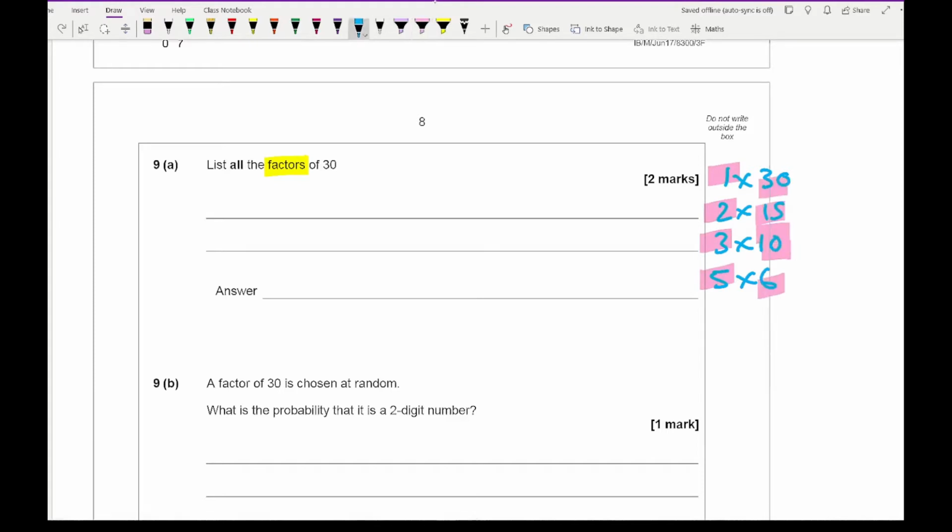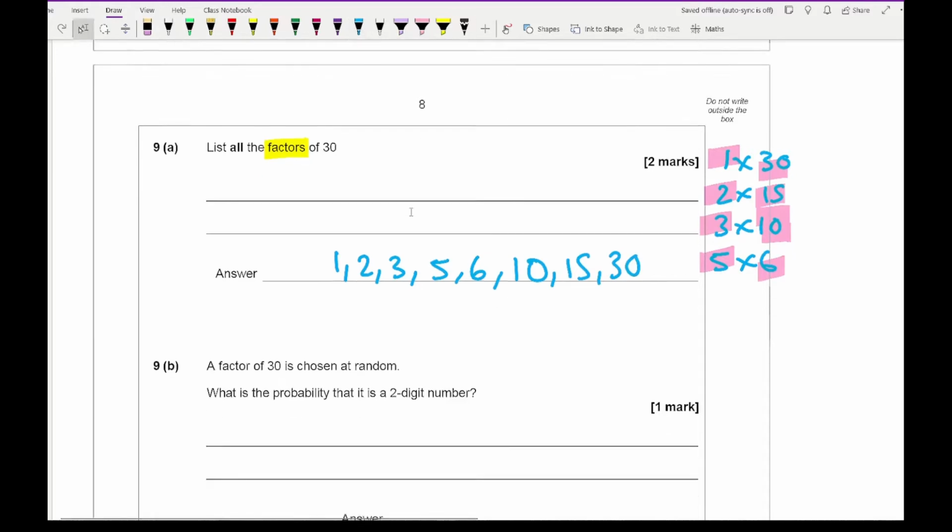And now, although it's only worth 2 marks, you do need to give all 8 values, and sometimes it makes it easier if you do write them in numerical order, but that's not insisted upon.